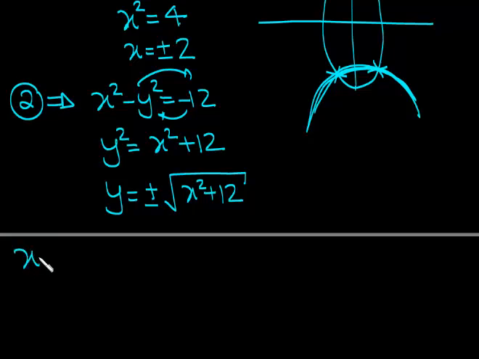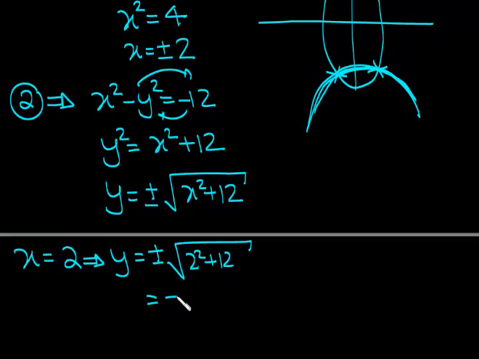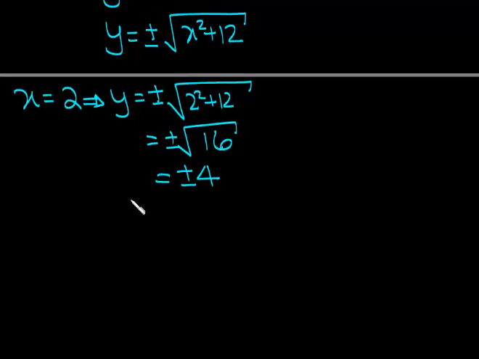So now if x is equal to plus 2, what is y then? Y is equal to plus or minus square root of 2 squared plus 12. So we get plus or minus square root of 2 squared is 4. 4 plus 12 is 16. So we get plus or minus 4. So if x is 2, we get two y values. So we get when x is 2, y is 4, and when x is 2, y is negative 4.